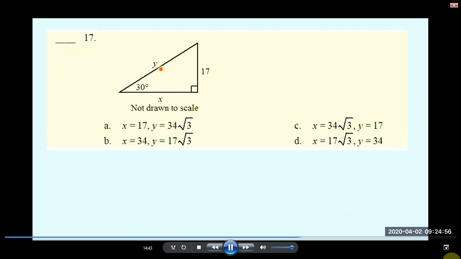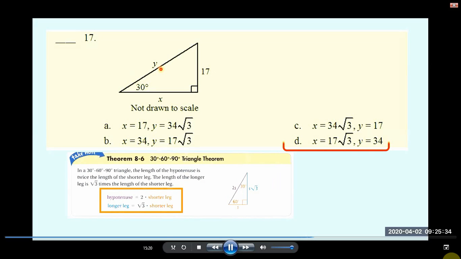You can solve this. Opposite 30 equals half the hypotenuse. X equals 17 root 3 and y equals? Y equals 34. Excellent. Double the 17. Then the answer is D, right.